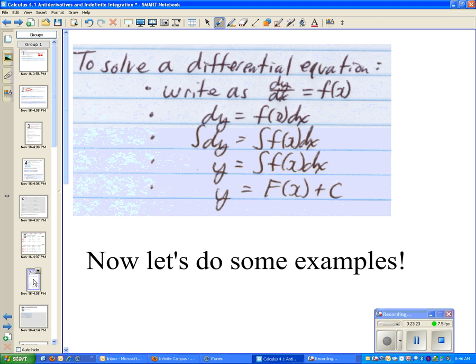All right? To solve a differential equation, and this was in the book, and I had it on a screen, but not for very long, write your differential equation as dy/dx equals f of x. Pretend that you're multiplying both sides by dx to get dy equals f of x dx. Then you take the antiderivative, the indefinite integral, of both sides. As you probably know, you can do pretty much anything you want to an equation as long as you do it to both sides.